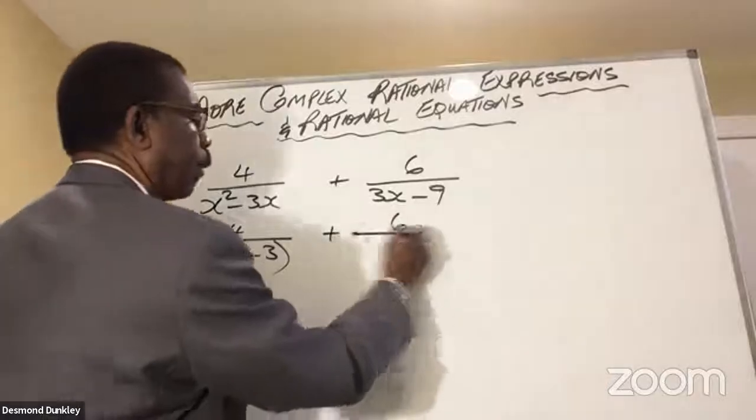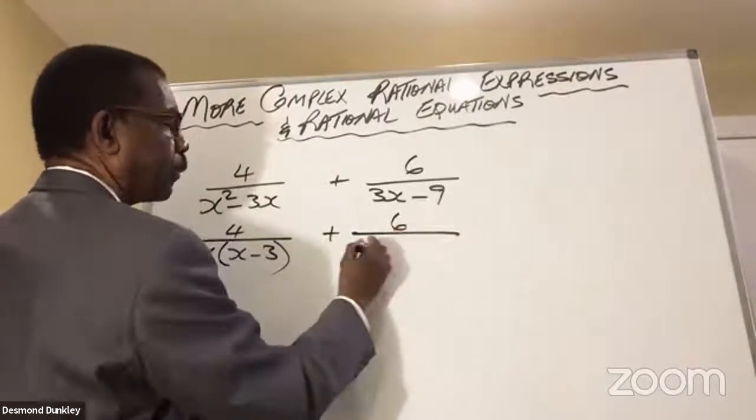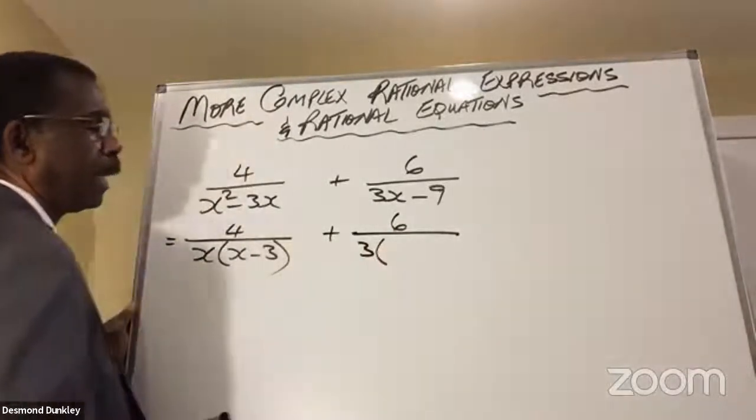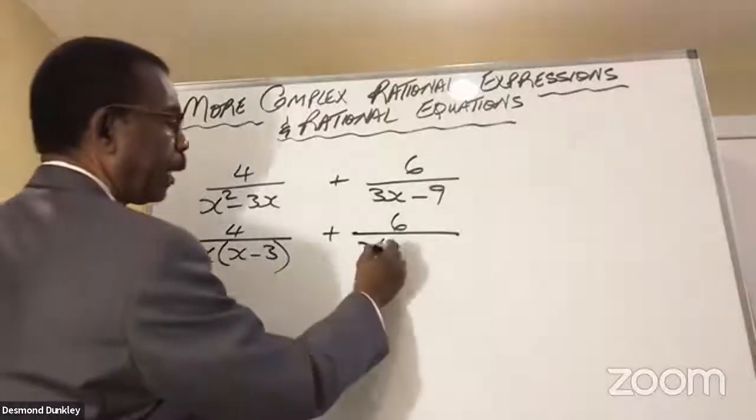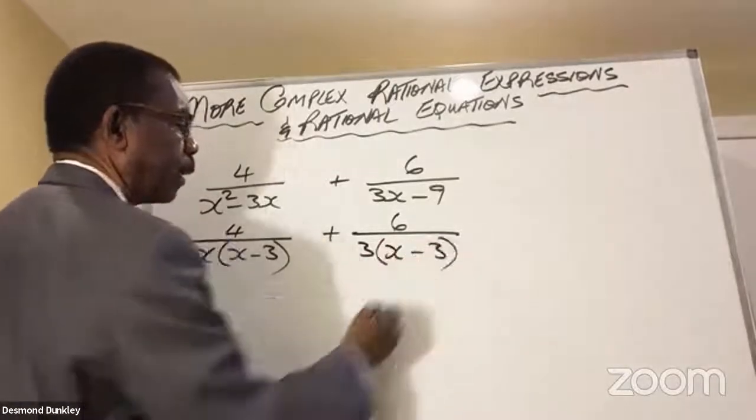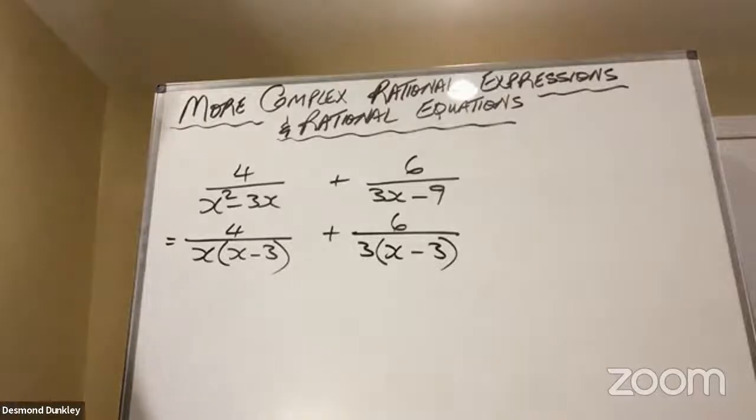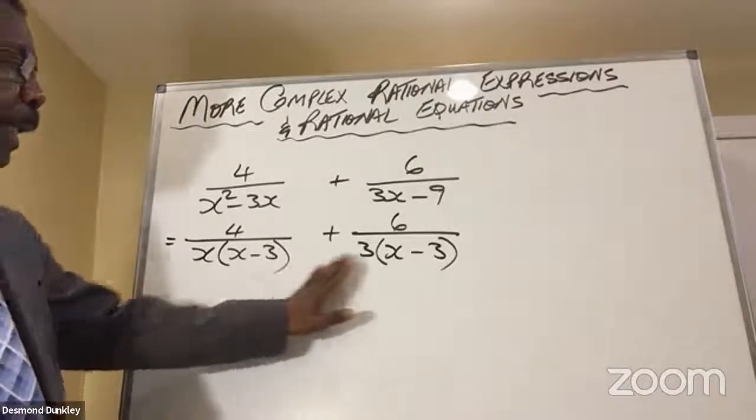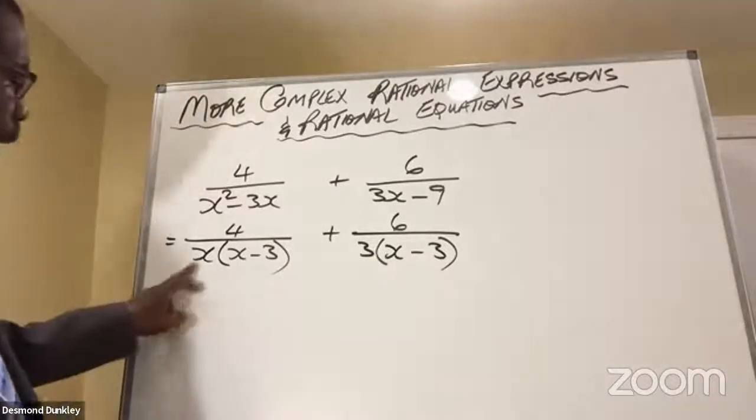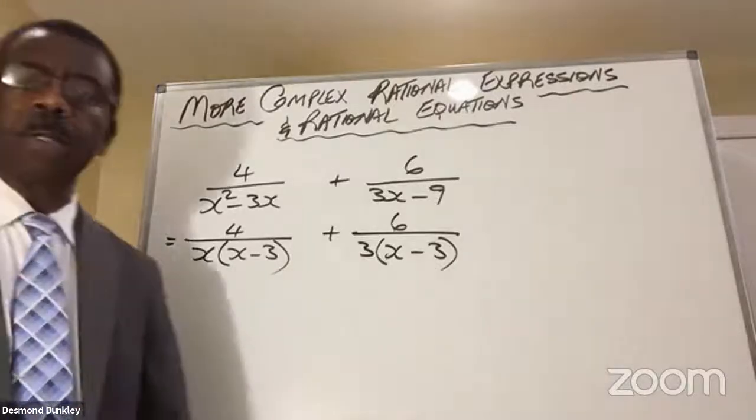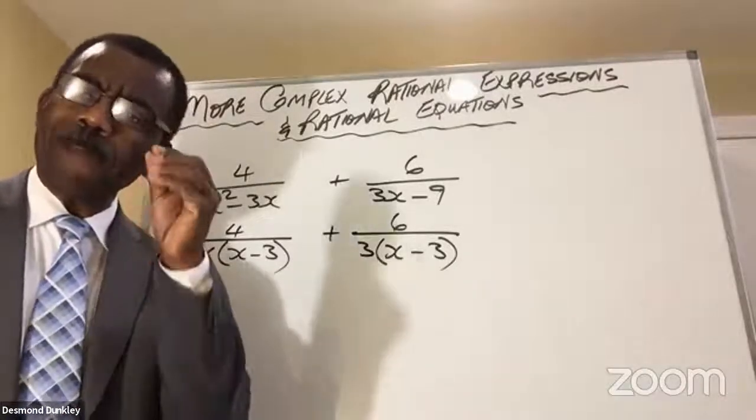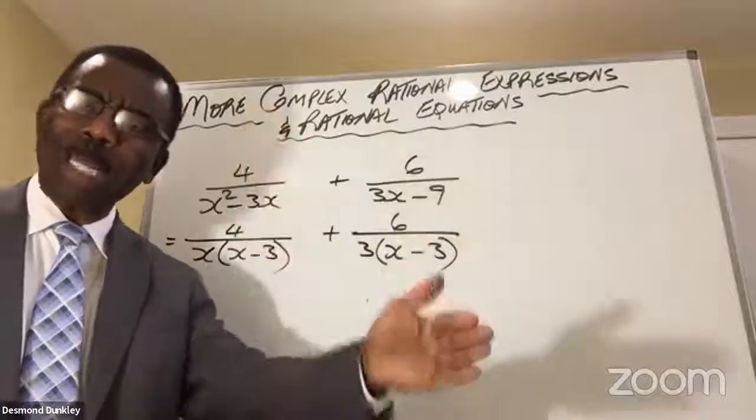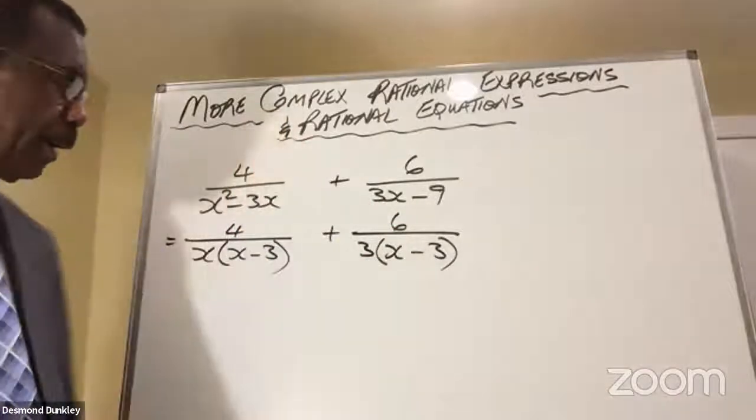Plus 6 over, what is common to these two? Just 3. When I factor out a 3, we end up with an x minus 3. And so now I notice that we have x minus 3 and x minus 3. We have an x here and we have a 3 here. And I said to you that all factors must be represented in the common denominator.